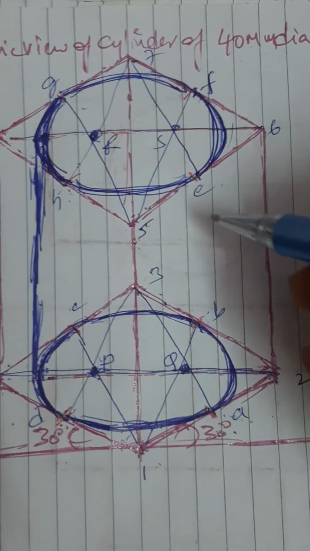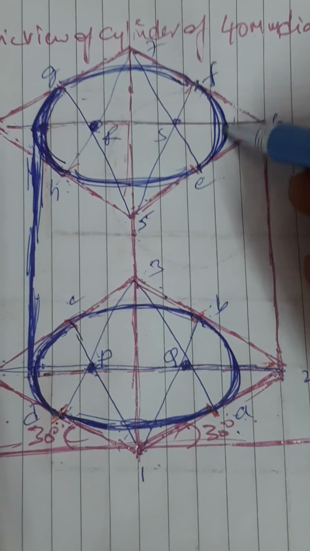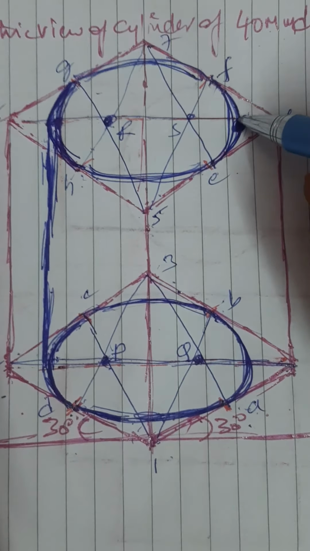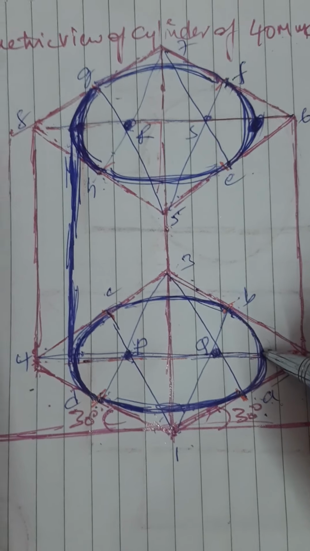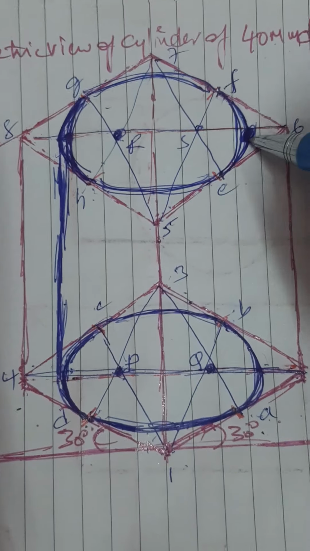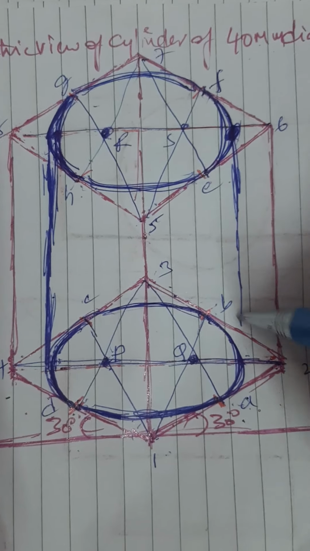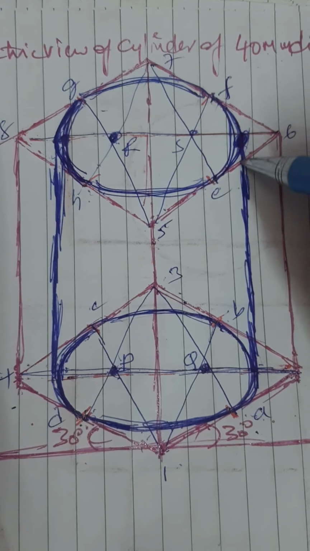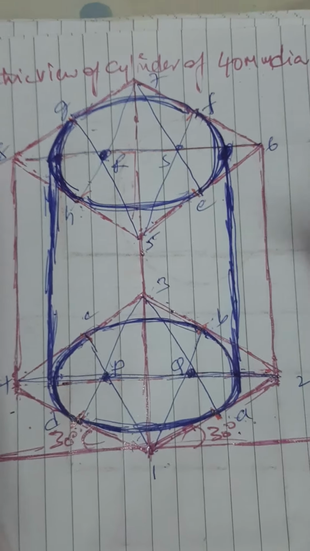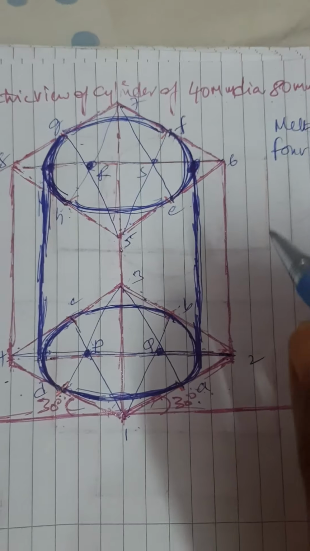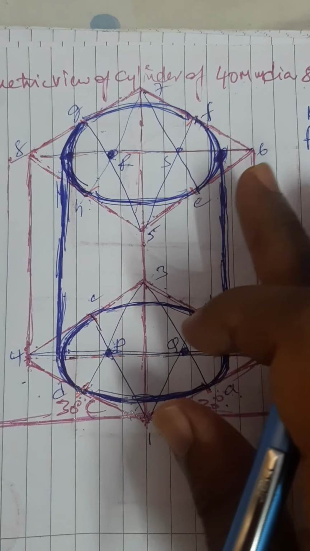In the same way, I am just joining this point, the right end of the major axis of the top portion, with the right end of the major axis of the bottom portion. So now I have completed the isometric view of the cylinder.